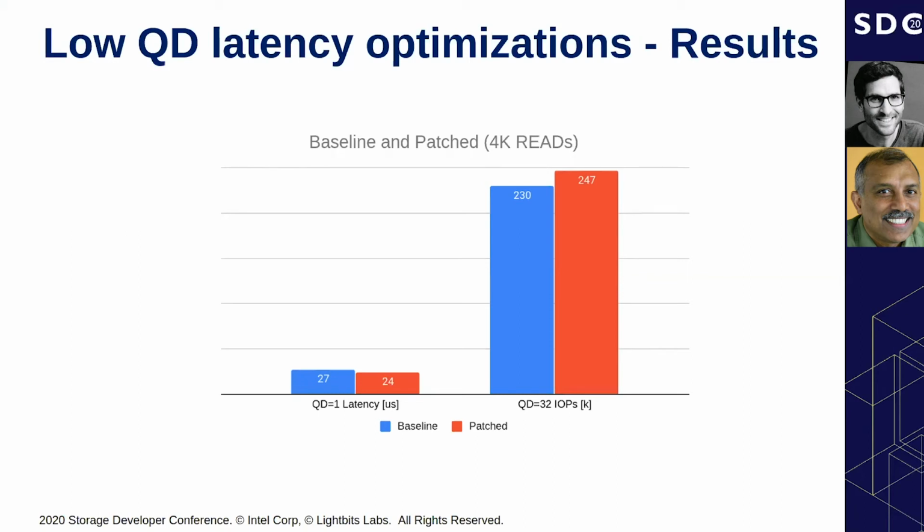And at a high QD, single thread, we have an IOPS improvement, or throughput improvement, from 230K 4K read IOPS up to 247K 4K read IOPS. So this is by basically eliminating these two context switches. One is on the TX path, when we send a request down to the network, and one is when we get a completion and we allow the application to actually poll for it, and we don't incur this extra context switch on the RX path.